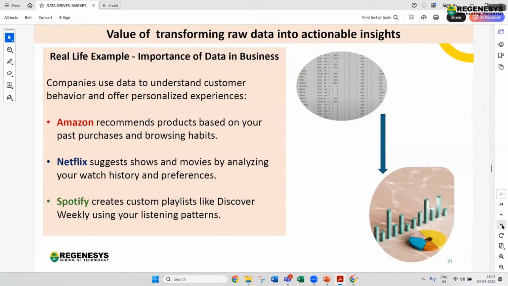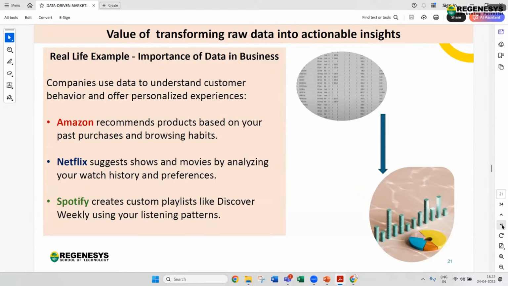Now, the value of transforming raw data into actionable insights. We have seen there are so many things, even nowadays, if you see in YouTube also. We see there are so many ads, there are surveys which pop up. So through all these are the ways in which the companies collect the data.